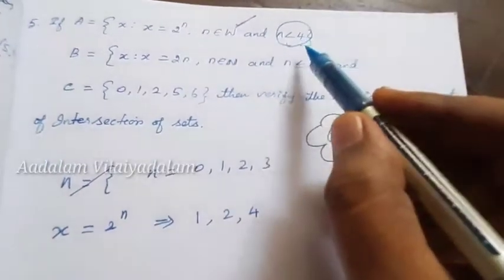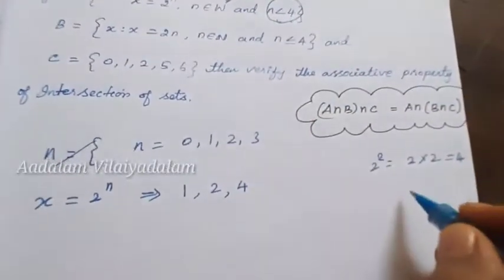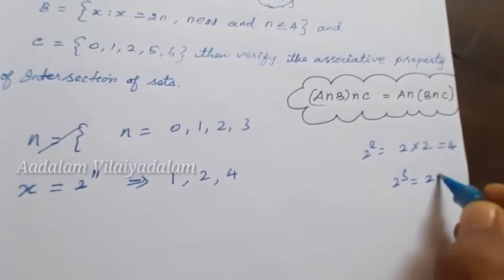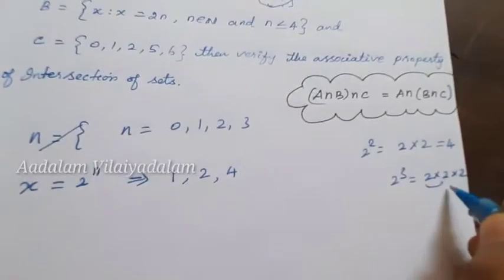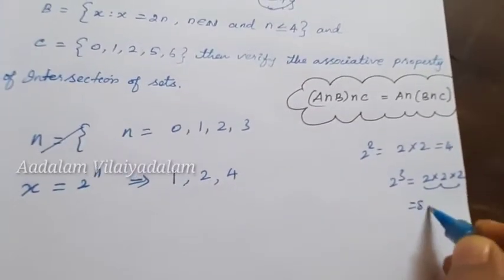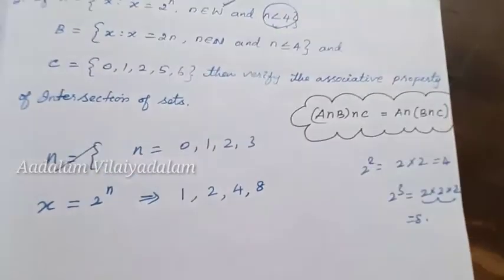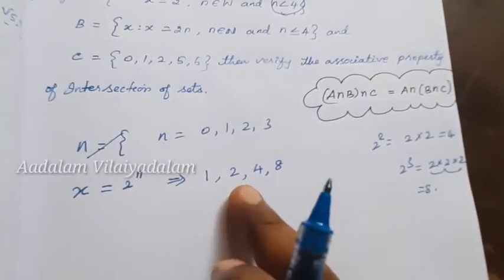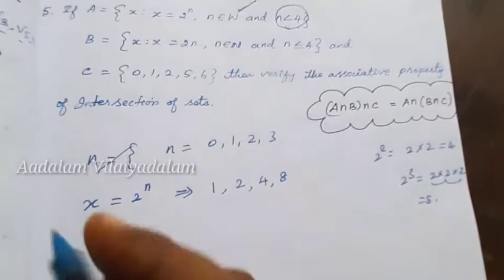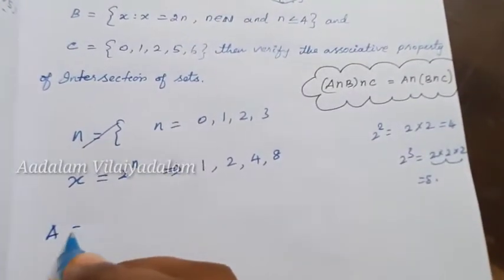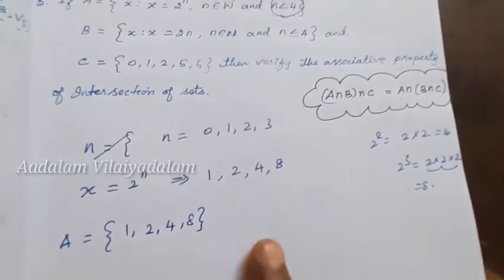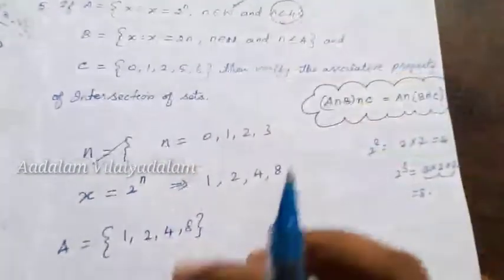Next, 2 power 3. What does it mean? 2 into 2 into 2. Two 2s are 4, four 2s are 8. So we got the values of x equal to 1, 2, 4, 8. So therefore that is the set {1, 2, 4, 8}. So we got the elements for the set A.